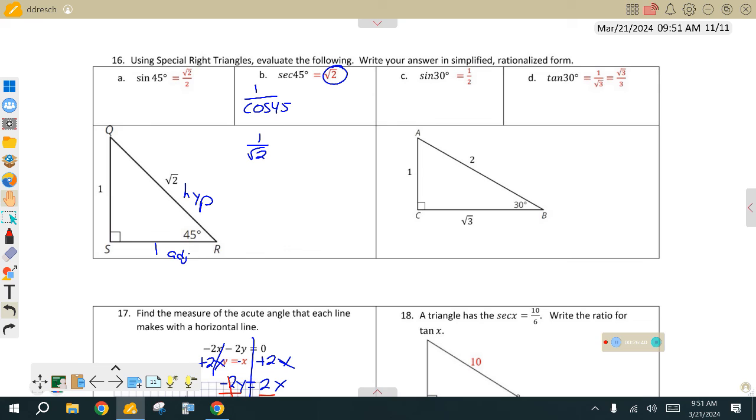Okay? Yeah, that's it on that one. And the same thing happened on C and D. On C and D, I needed my 30-60. They said both 30s. Cool. On that one, I didn't give you the picture, but what I did for myself was I wrote the picture out. I went x, x root 3, and 2x. So I said 1, root 3, and 2.